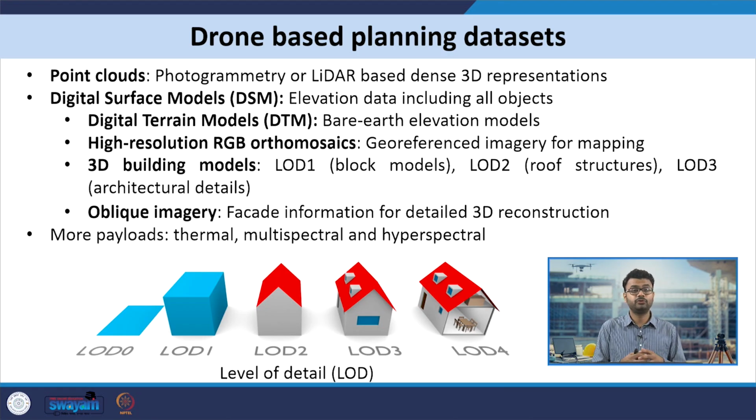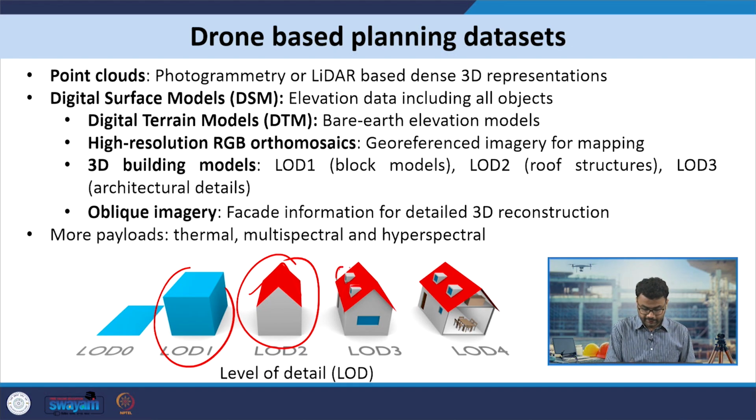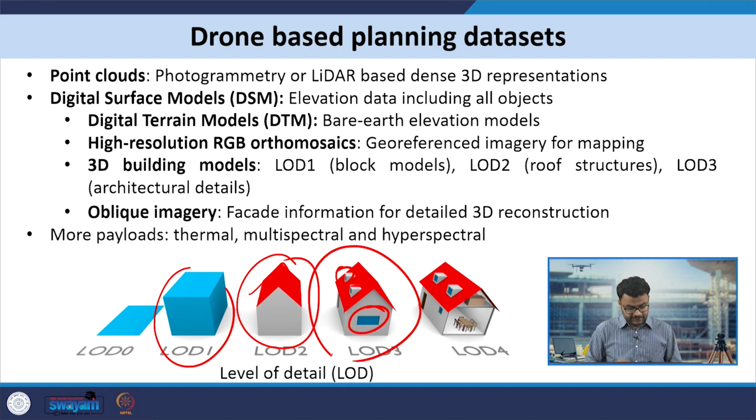From the DSM, high resolution RGB orthomosaics can also be derived, which form the georeferenced base layer for mapping. And from the DSM, 3D building models at various levels of detail can also be derived. For example, LOD1, which is level of detail 1, has just the block model as shown in the image below. Then LOD2 has information of the roof structure, and LOD3 has even more architectural details. So, all these different levels of detail can be derived from the digital surface model, which is obtained from drone based photogrammetry or drone based LiDAR.